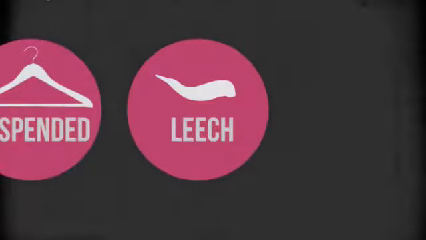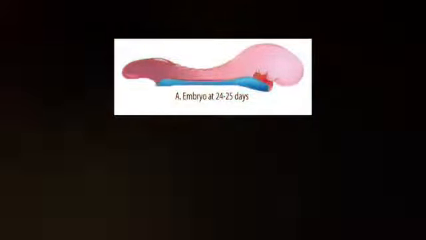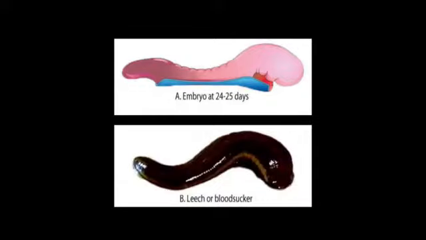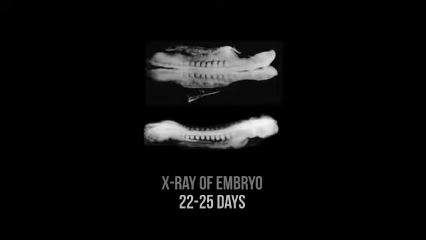What on earth would an embryo have to do with a leech? Figure A shows the structure of an embryo at 25 days. Figure B shows a leech. Now please note once again that the embryo in this stage is no greater than the size of a kernel of wheat. This is an X-ray of the embryo at 22 days.